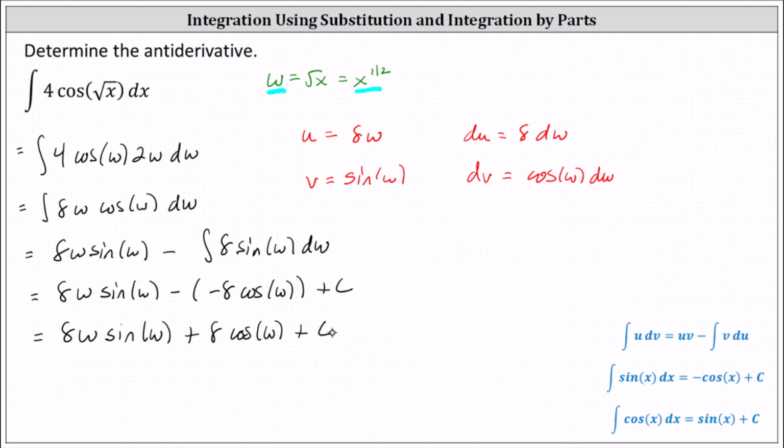For the original integral, we were integrating with respect to x, not w. We now need to replace w with either the square root of x or x to the 1/2. Using w equals the square root of x, the final antiderivative is 8 times the square root of x times the sine of the square root of x plus 8 cosine of the square root of x plus c.